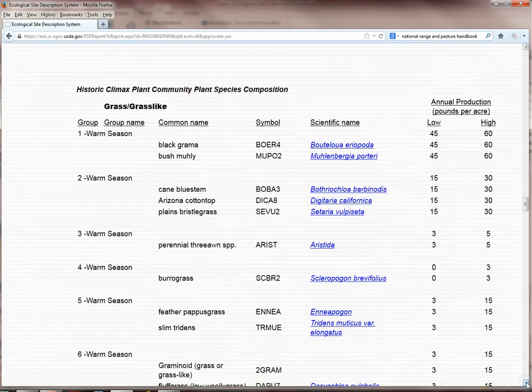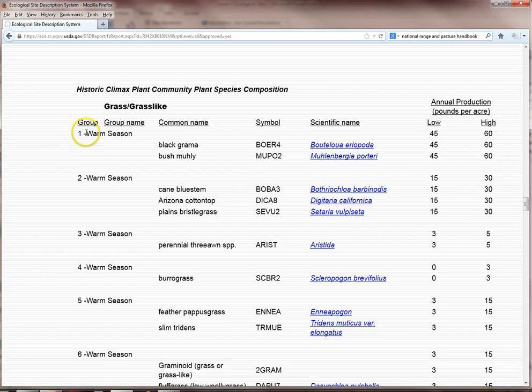Another important piece of information that is in ecological site descriptions, this is very useful when we go to try to assess the current status or condition of the land, is this table of species composition and plant production. Now we will be looking at this in some more detail a little later on when we talk about calculating similarity. And what we see here is the species that are expected to be found in the historic climax plant community are broken out into different groups of plants.